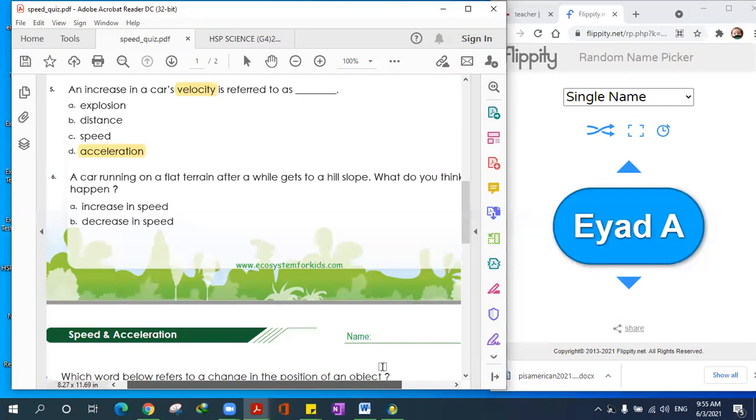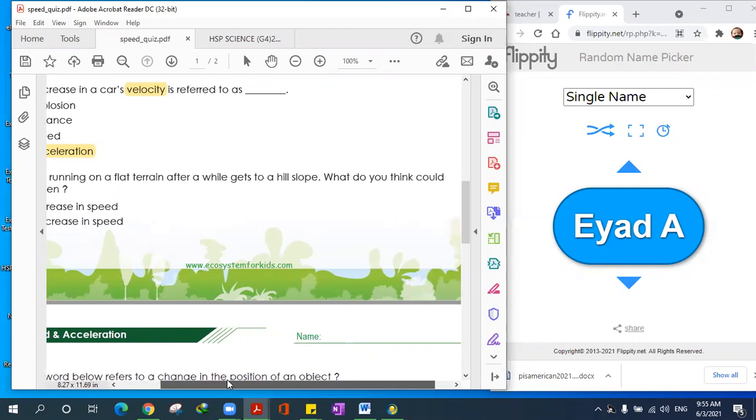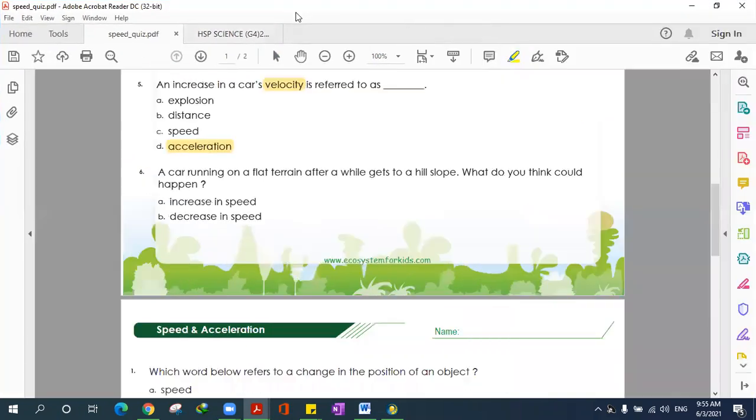Okay, now we have Iyad Adil. Do we have Iyad Adil with us today? Yes. Okay, Iyad, would you like to read number 6? A car running on a flat terrain after a while... Did you read the rest of the question, sweetie? Because I can't hear you.